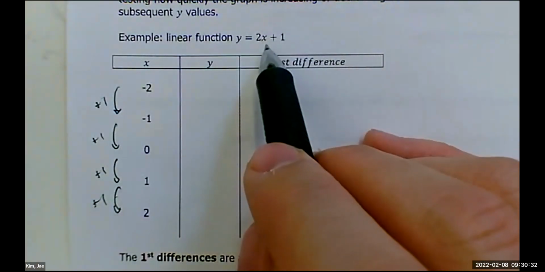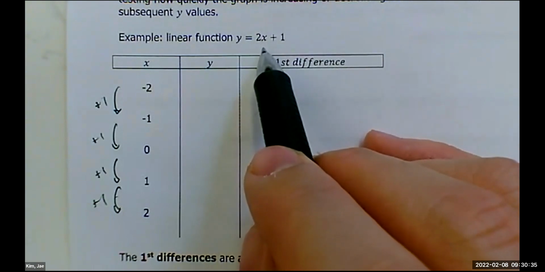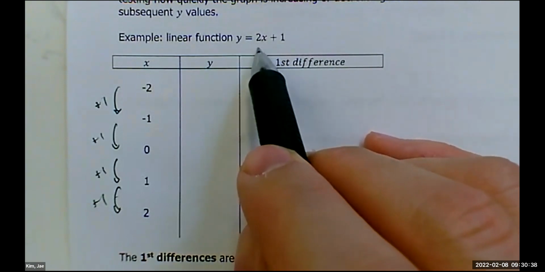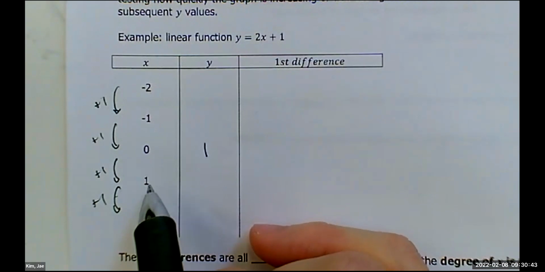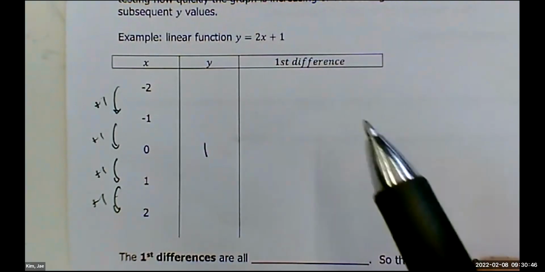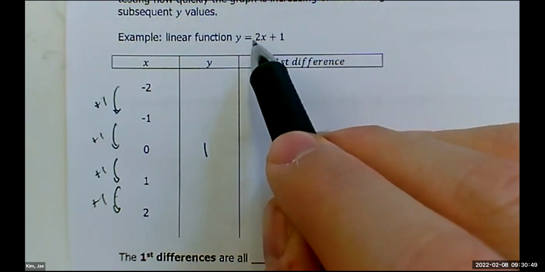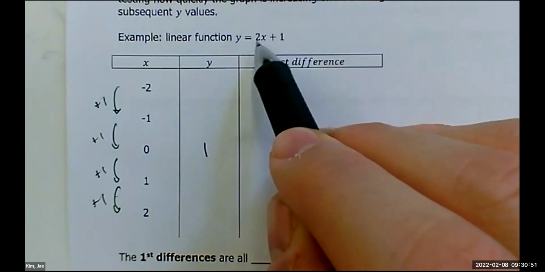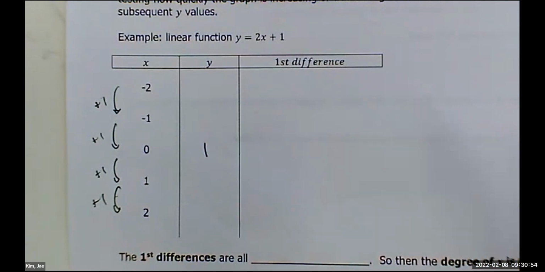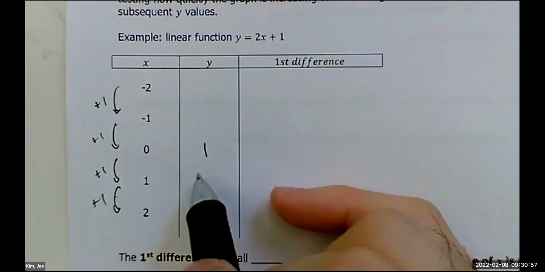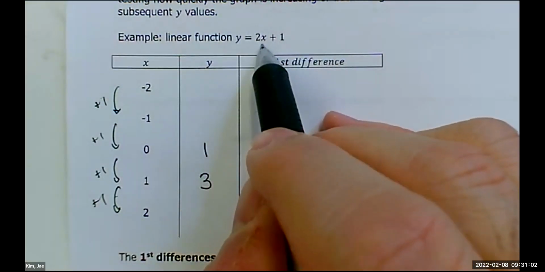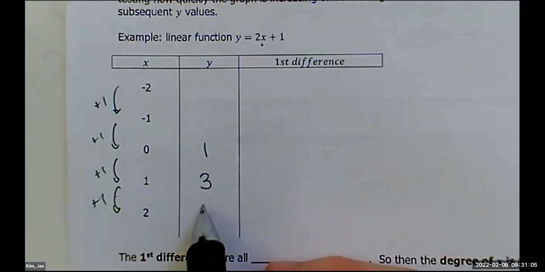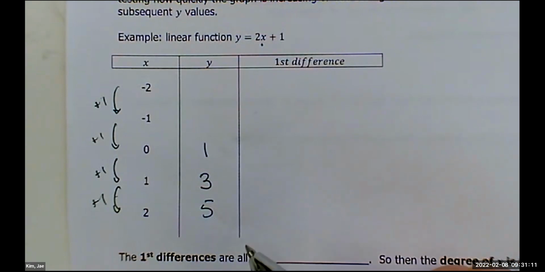If the x was, let's do the easy one, if the x was a 0, what's my y? 2 times 0 plus 1? 1. If x was a 1, again, what's my y? 2 times 1 plus 1. Well, 2 times 1 is 2, plus 1 is 3. Next one. If the x is a 2, 2 times 2 plus 1, go ahead, 5. Do you see a pattern? What would the next number be?